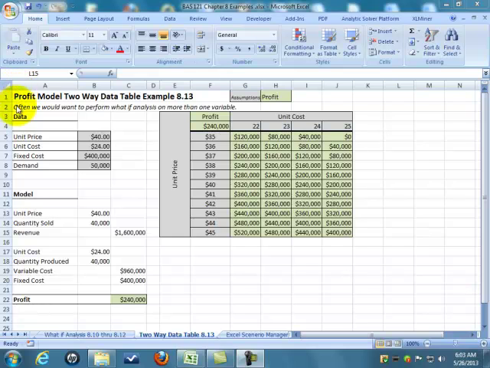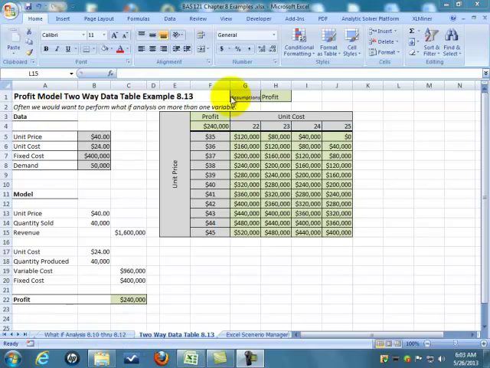We're on chapter 8. We're looking at the profit model. Again, we're going to take our profit model, but we're going to look at what's called a two-way data table. You can follow along in example 8.3 in the book. Also, I encourage you to download the Excel spreadsheet, which is on Blackboard, and follow along. And I encourage you to play around with this stuff.